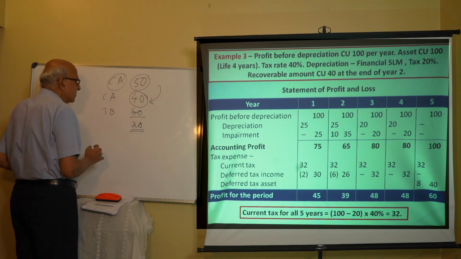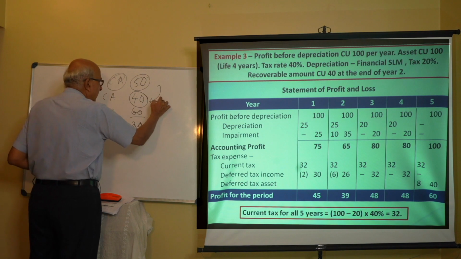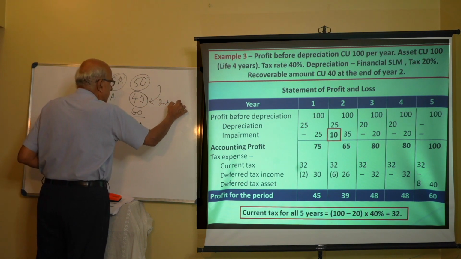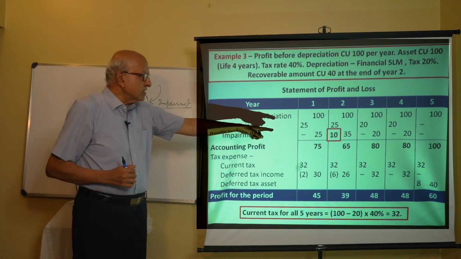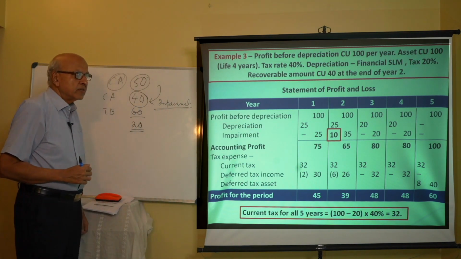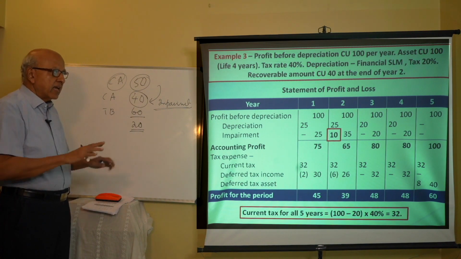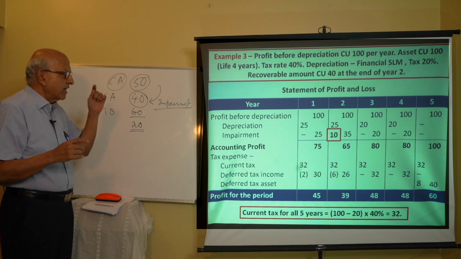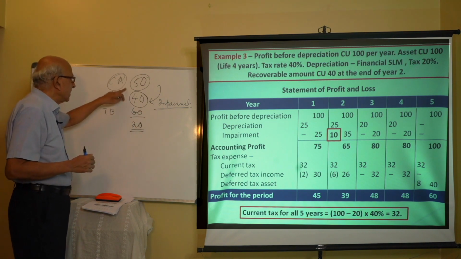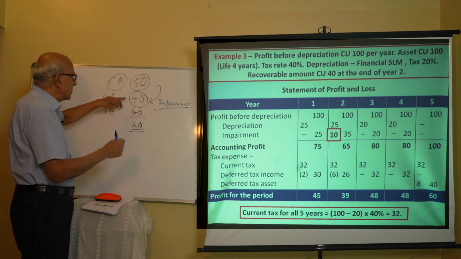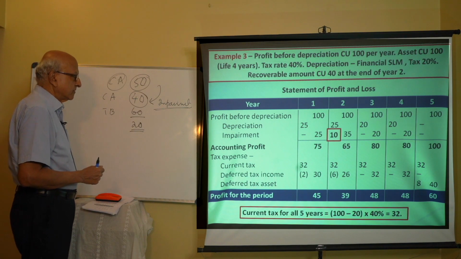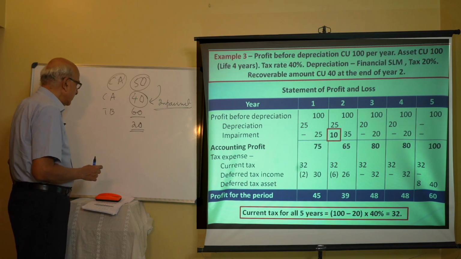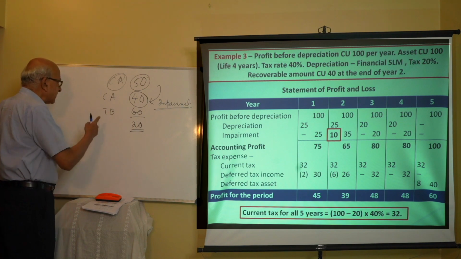10 rupees is what? This 10 rupees is impairment. I repeat, carrying amount 100 minus 25, 25, 50. But they say recovered amount is 40. 10 rupees is what? 10 rupees is impairment. Clear?